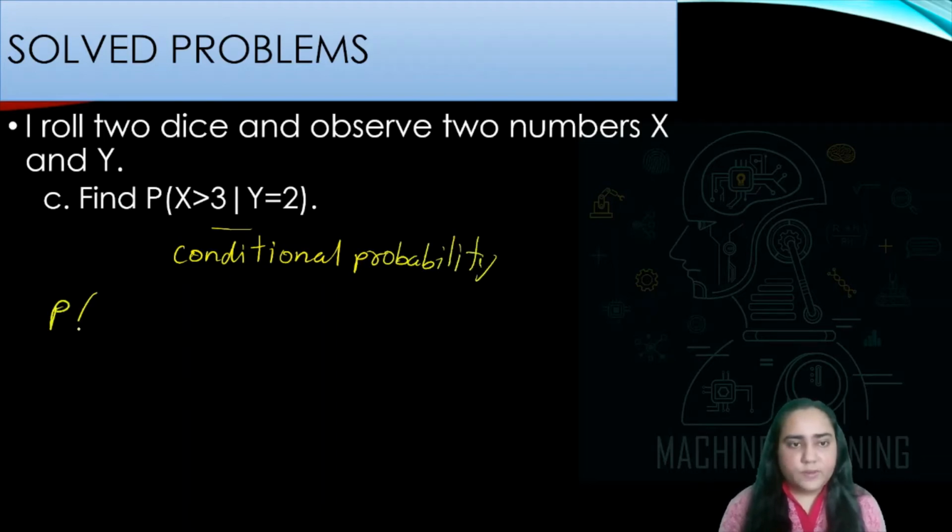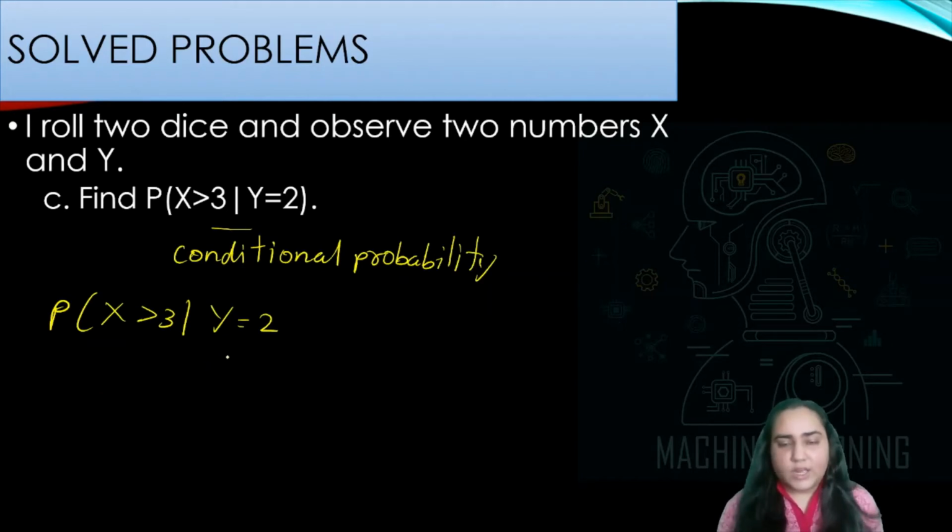Now what we need to find is x greater than 3 given y equal to 2. But we know that x and y are actually independent. Because I'm getting 2 on the second dice, it has no effect on what I get on my first dice. So the probability of x is not affected by the probability of y. And therefore, I can just write that this is equal to just finding the probability of x greater than 3.